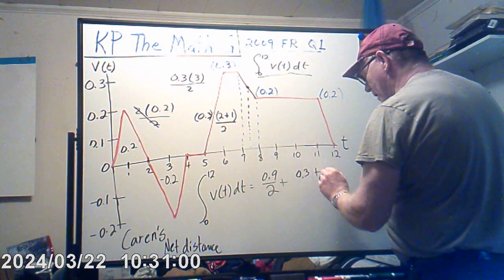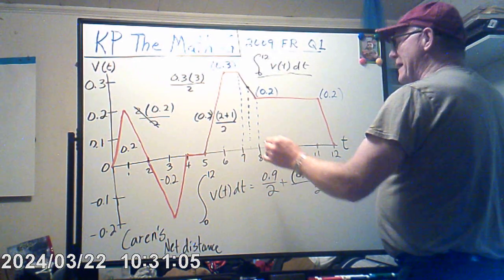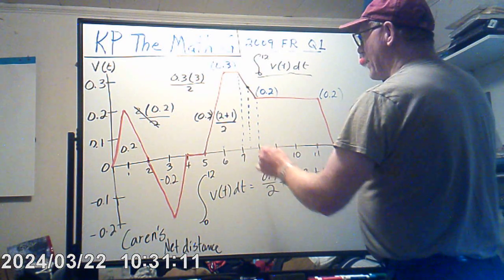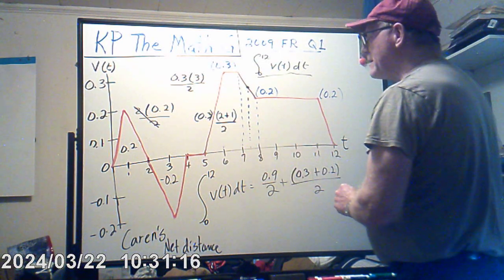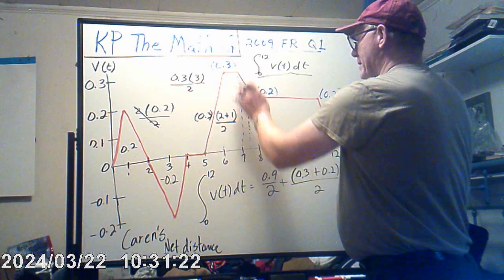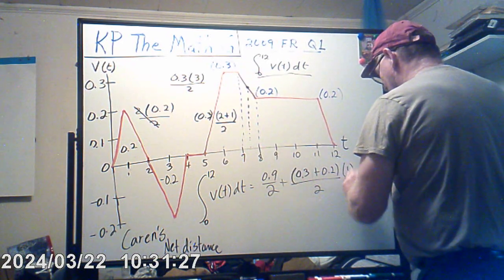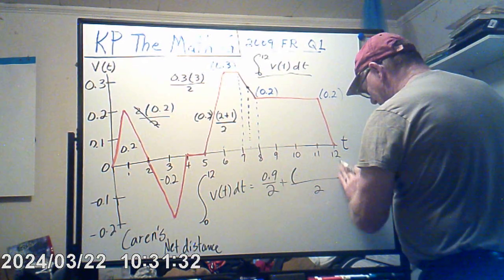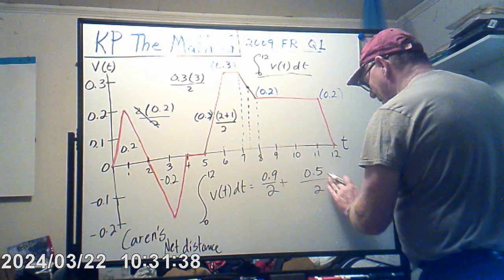0.3 plus 0.2 over 2 times, yeah, the height is 0.3. Let's see, where am I at now? Okay, that's this one here. 0.3 plus 0.2 times 1. So that's really 0.5. 0.3 plus 0.2 is 0.5, over 2, like that.